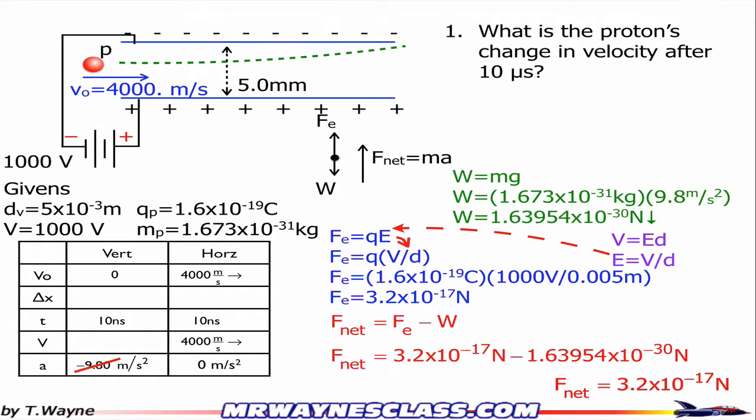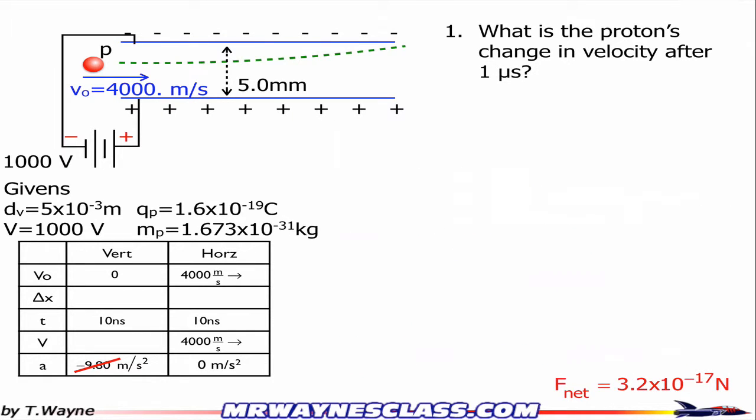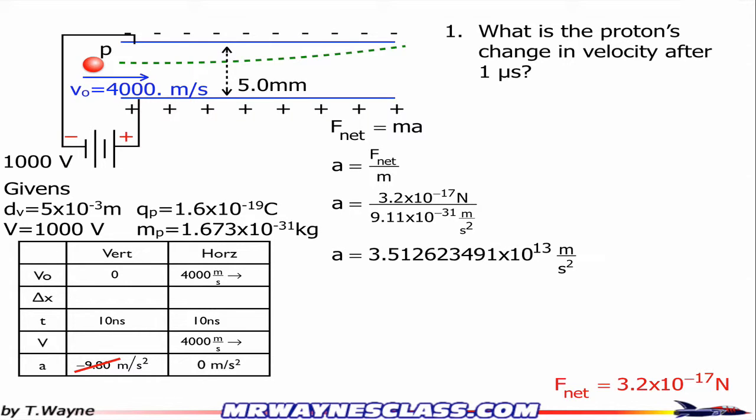Now I've got to find out what the net acceleration is. So the net acceleration is found from F equals ma, because I know the net force, I know the mass, so I can find the acceleration. So the acceleration is 3.2 times 10 to the negative 17 newtons divided by 9.11 times 10 to the negative 31 kilograms, not meters per second squared, but kilograms. And that gives me an acceleration of 3.51 times 10 to the 13 meters per second squared. So that's the acceleration. Instead of 9.8, I'll use 3.51 times 10 to the 13 meters per second squared in that spot.